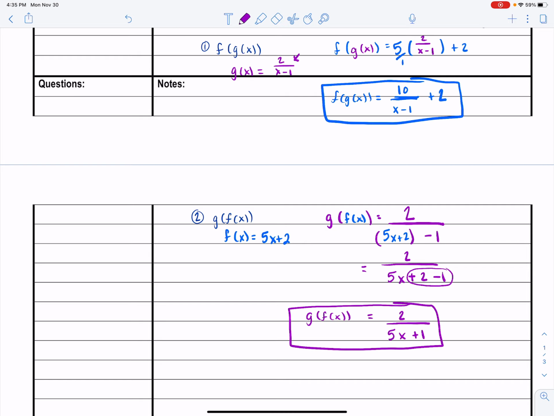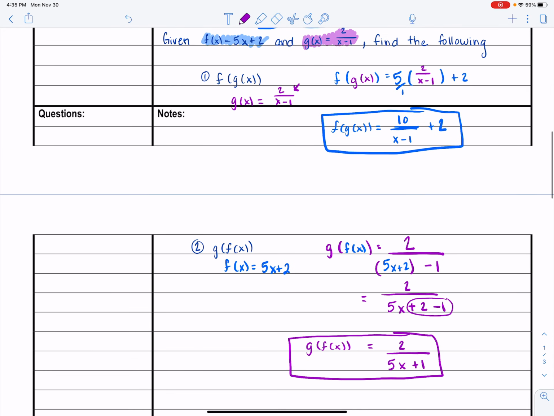So again, some of the key things you need to remember. Start on the inside and work your way out. The other thing you need to remember is that we are just taking one function and putting it inside of all of the x's of the other. So take your x's out and replace them with what you were given inside. And that's it.